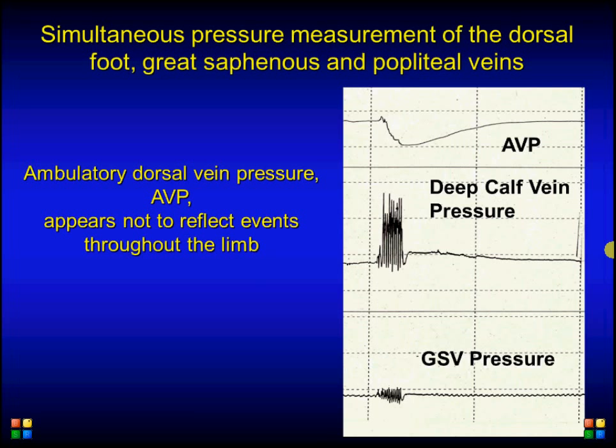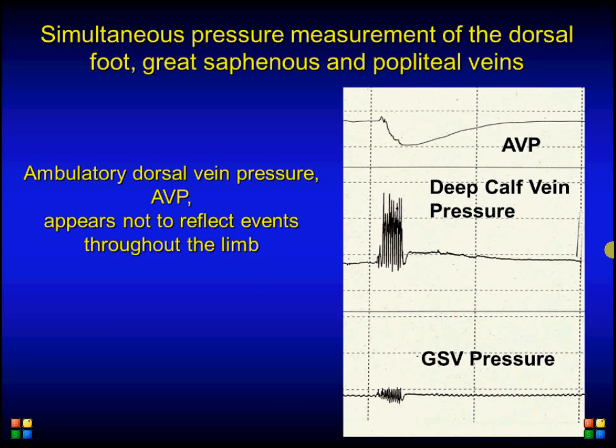And if you put a catheter in the dorsal foot vein to measure the ambulatory venous pressure, you put another catheter in the calf vein, for example the posterior tibial just below the popliteal vein, and you put one in the great saphenous vein, and you measure this simultaneously, you will see that you have a very nice curve here that shows that the ambulatory venous pressure is normal, but in the calf the pressure actually goes up and there is no drop in the great saphenous vein.